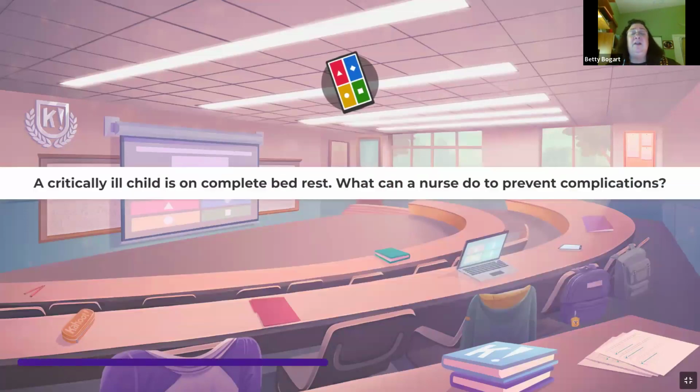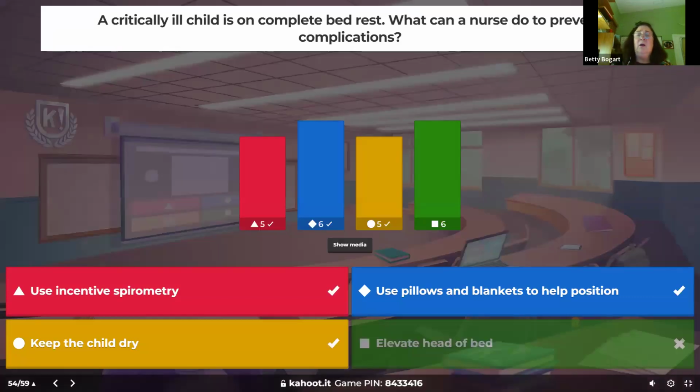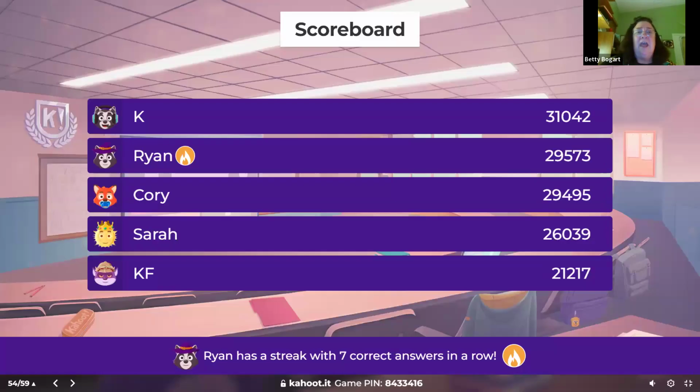A critically ill child is on complete bed rest. What can a nurse do to prevent complications? We think only adults are in bed forever and get sick. Well, there are children that are there a long time, and you think all of those complications only an adult can get. You're wrong. Children can too. So you've got to do preventative stuff. You are going to use that incentive spirometry, keep their lungs going. You're going to use pillows, blankets, toys, whatever, turn them, position them, and keep them dry. Also, you're going to use a sheet to pull them up. You're not going to do that shear, just pulling them up, and that could have some shear complications and pull skin off. And yes, children can get that.